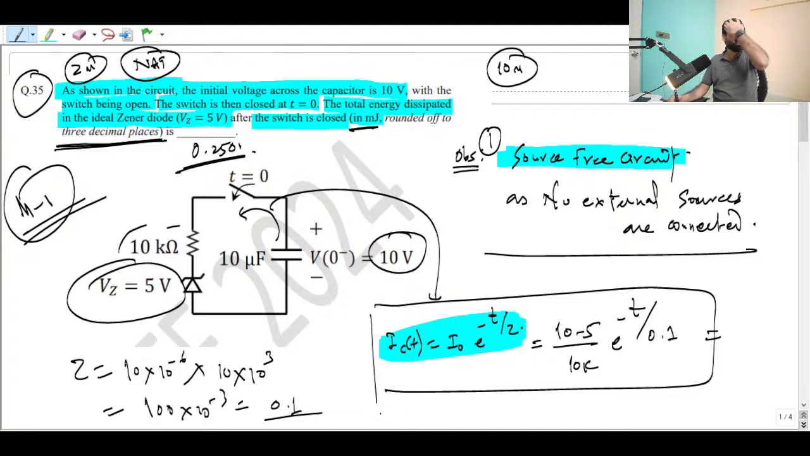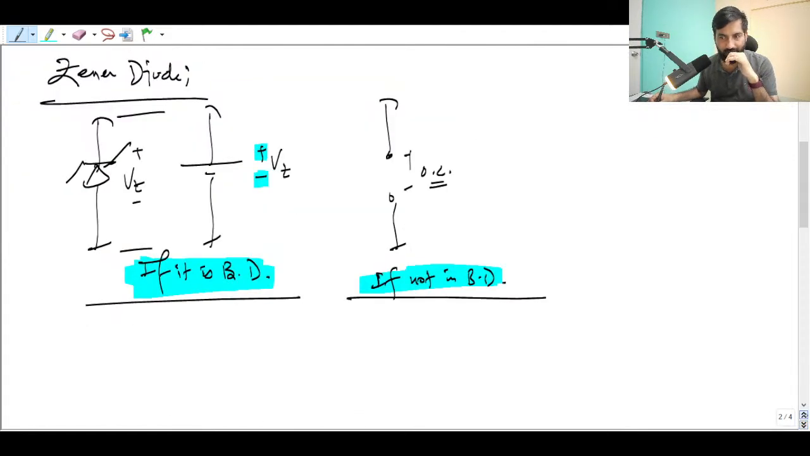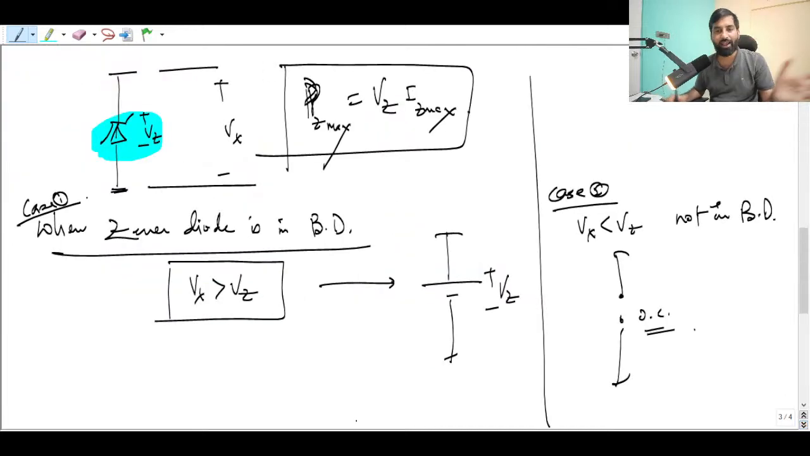So what are the things that I have done? First, you have to observe whether it is a source free circuit. Then this current equation, and then life is simple. This is a decaying transient situation, and how to find the time constant and all. The background related to the Zener diode is very simple, I think I have taught it in analog circuits, so you should understand that.